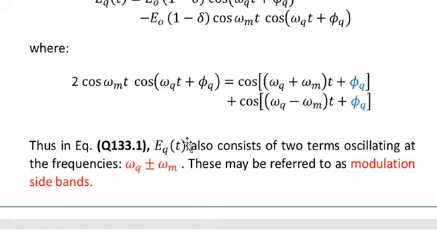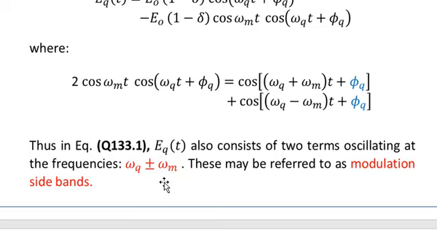And since this is due to modulation, if omega m is not present, then of course the sidebands will not appear, because the sidebands appear because of the sum and the difference of frequencies. The sum of frequencies will be omega q plus omega m, and the difference will be omega q minus omega m. So these are the two frequencies in addition to the original frequency of the mode, that is omega q. So in addition to omega q, you have two other sidebands. One sideband has a frequency omega q plus omega m. The other sideband has a frequency omega q minus omega m.